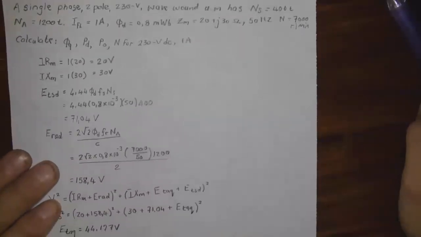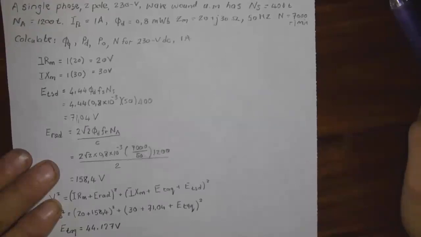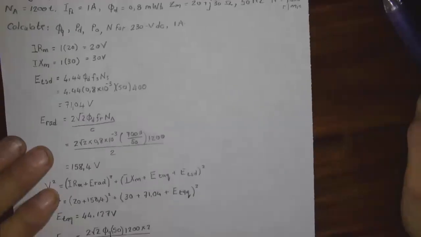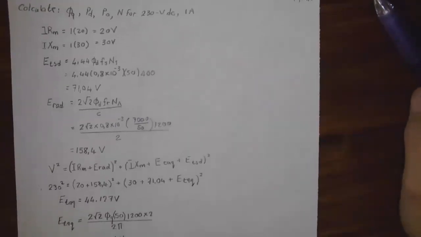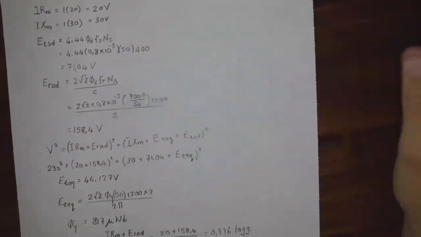So IRm is 1 times 20, and IXm is 1 times 30. That gives us 20 volt and 30 volt. E_TSD, remember, is the transformer induced EMF on the stator due to the direct axis. It's 4.44 phi_d frequency and number of turns. So that's 4.44 times 0.8 milliweber times the frequency 50 and the number of turns 400. That gives us a voltage of 71.04.